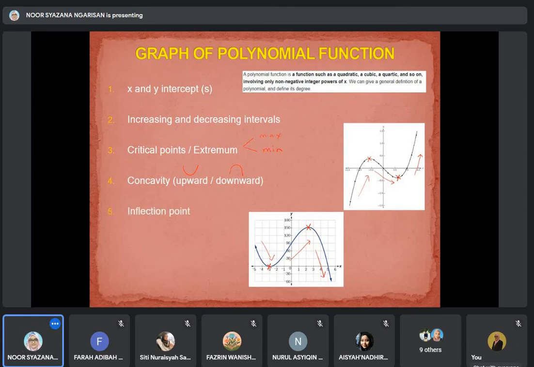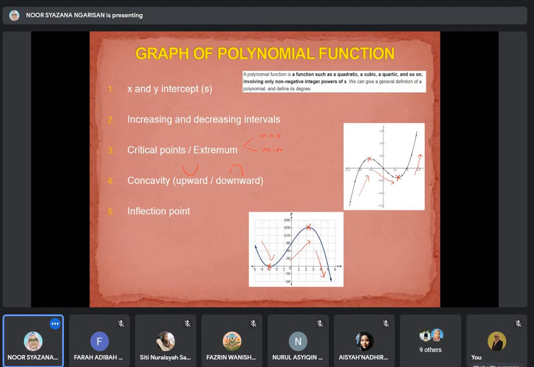Number 5, inflection point. Apa maksud inflection? What is inflection in Malay? Saya tak boleh nak recall pula. Tapi tahu inflection in Malay apa? Berubah arah. Titik di mana graf tu akan berubah arah. What is inflection? Can someone help me? No one? Can anybody help me, please?